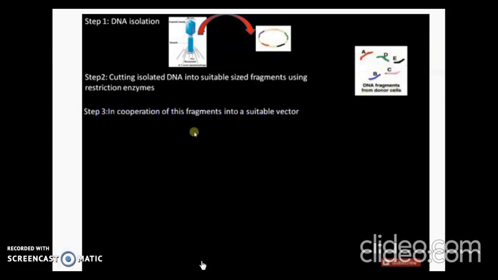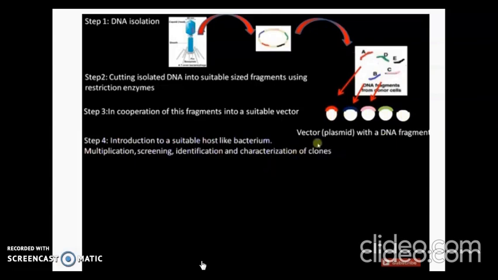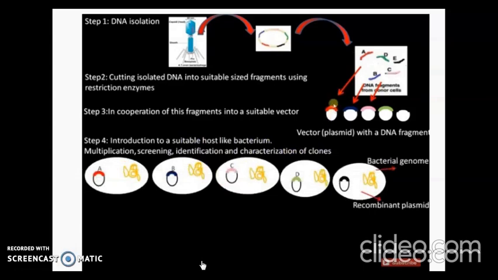And step 3 is the incorporation of these fragments into a suitable vector. The vector can be a plasmid, cosmid, lambda phage, etc. And for the time being, we take this as a plasmid for the introduction of the fragments. And step 4 is the introduction into a suitable host, like a bacterium, maybe E. coli. And here we have the DNA molecule, that is, the plasmid with the DNA fragment we have introduced.